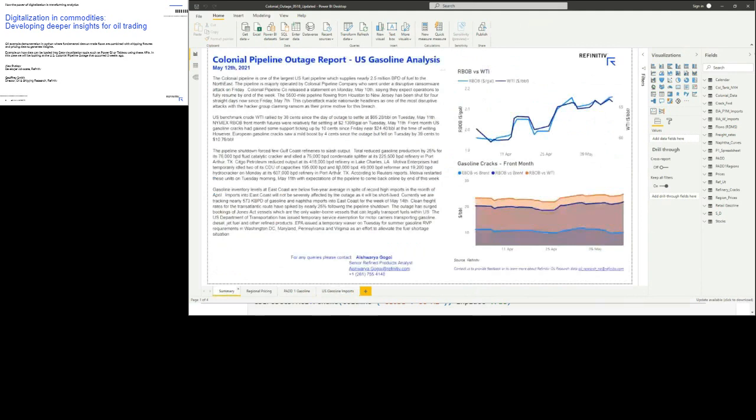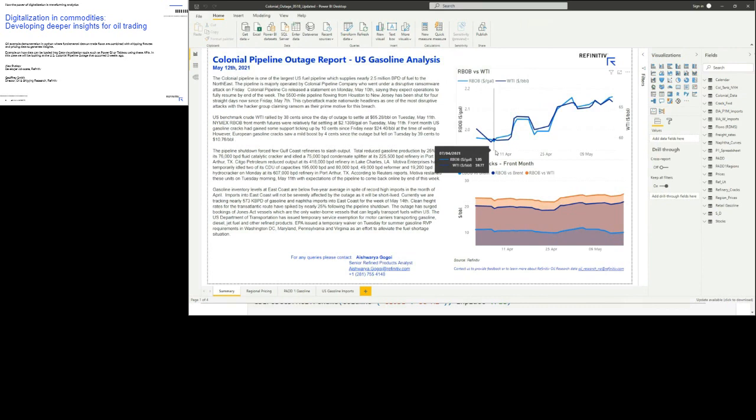One of the very powerful things about Power BI is that once you've built the report, it's very easy to refresh. So this report was built on the 12th of May, but because I've refreshed it, we can get data up to now, and we can monitor the events and how they unfold.